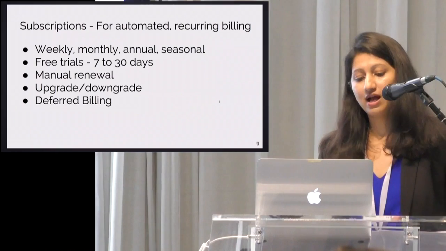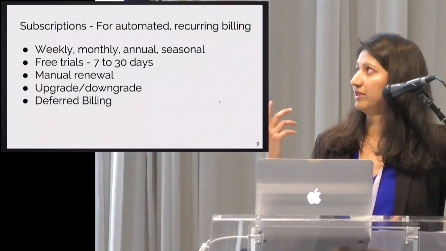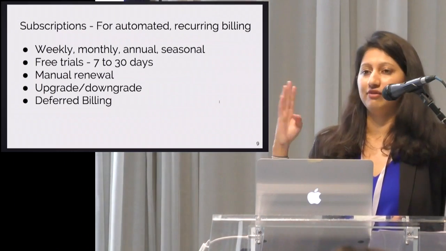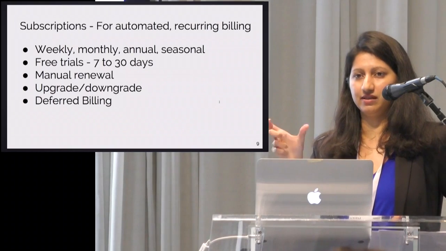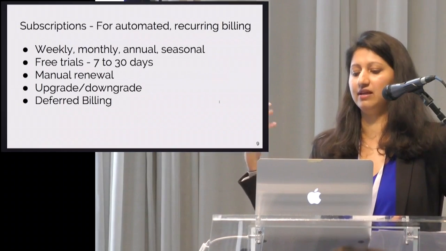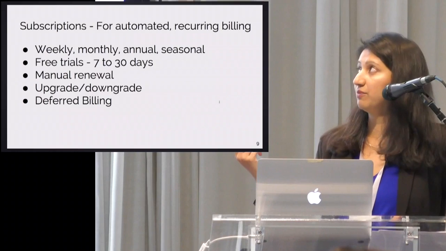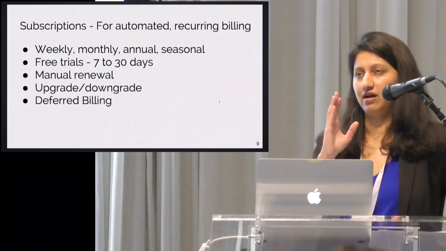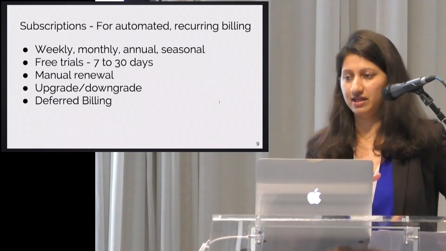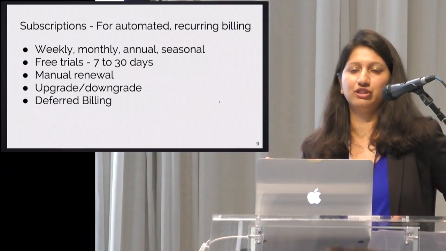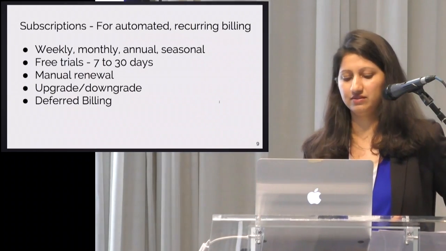You also have subscriptions. That's for automated recurring billing. You have 4 options in that. They can be weekly, that is a time period of 7 days, monthly, annual, and seasonal. Seasonal products have a specific start time and an end time, so you usually use it for sports or holiday seasons.